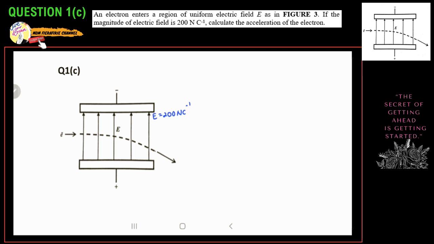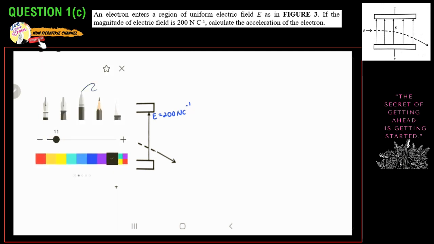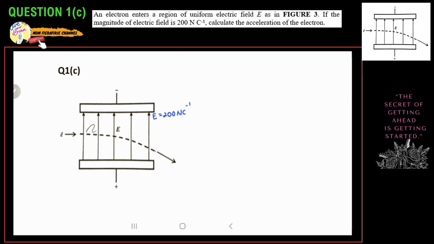Okay, so if we draw the free body diagram on the electron, so actually, let's say here, oh sorry, I want to change the color. So let's say this is negative. So always remember that negative charge would be attracted to the positive plate. Okay, so that's why you can see here the path, the motion of the electron after it enters the electric field, and it will be moving in downward direction. Okay, it will be deflected downward.